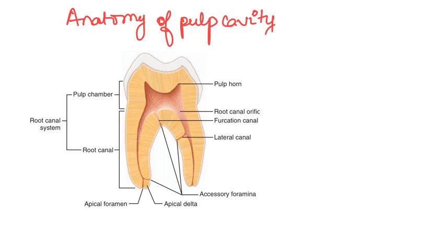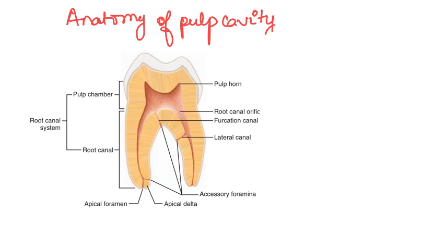First, talking about the anatomy of the pulp cavity. So, what is a pulp cavity? Your complete soft tissue, your complete nerves and vessels, housed in the center of the tooth, surrounded by your dentin, is called a pulp cavity. Your pulp cavity is of two parts. The one present in the coronal portion of the tooth, that is your crown portion, is called a pulp chamber. The one present in your radicular portion is called a root canal. Your pulp chamber and root canal together are called the root canal system or pulp cavity.